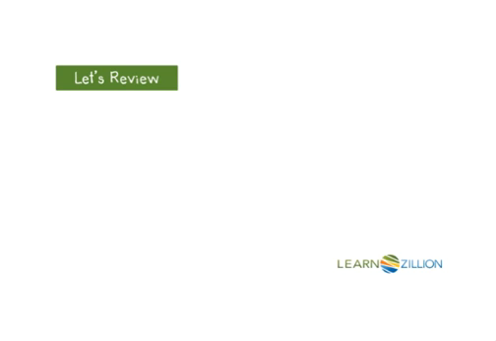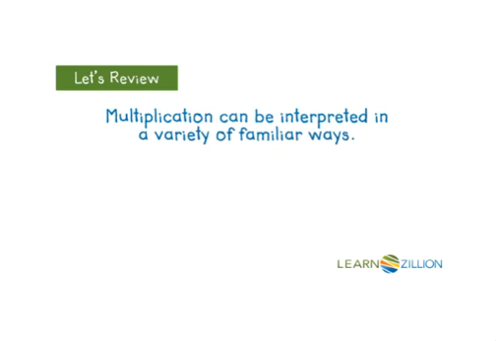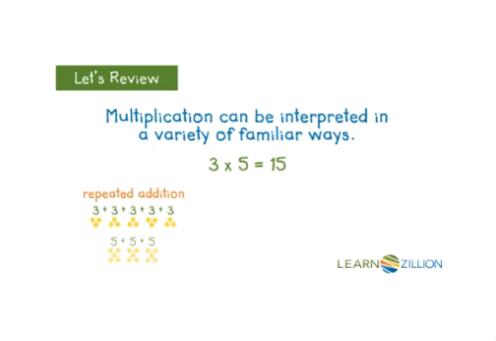Another important thing to remember is that multiplication can be interpreted in a variety of ways. The equation 3 times 5 equals 15, for example, can be interpreted as repeated addition by adding 3 items together 5 times, or by adding 5 items together 3 times. This equation could also be interpreted as an array in which we can see 3 rows of 5 or 5 rows of 3.